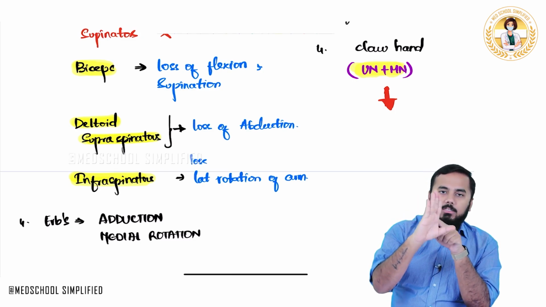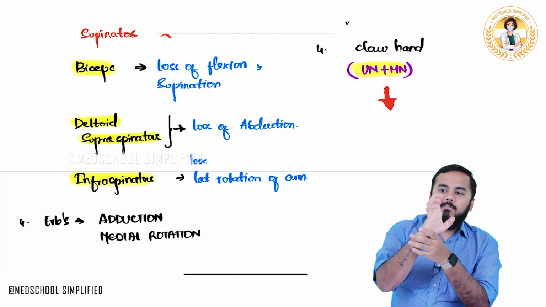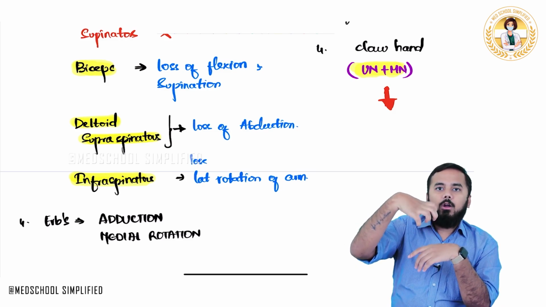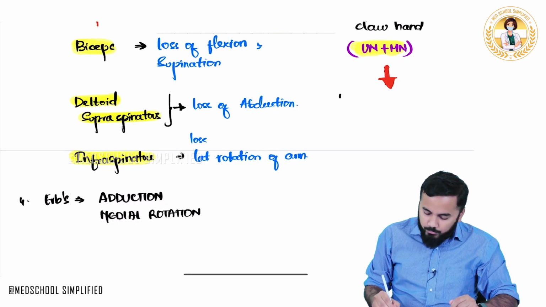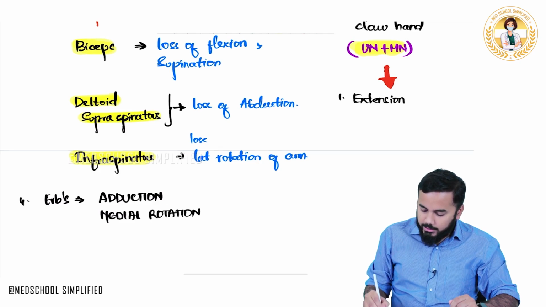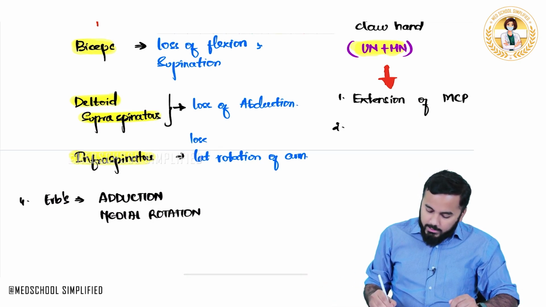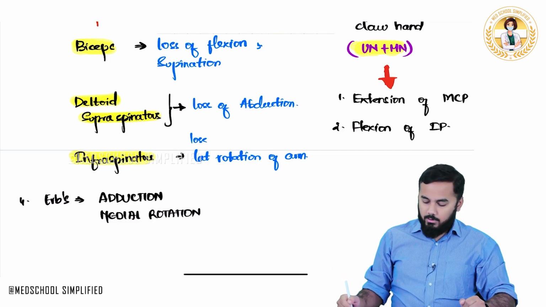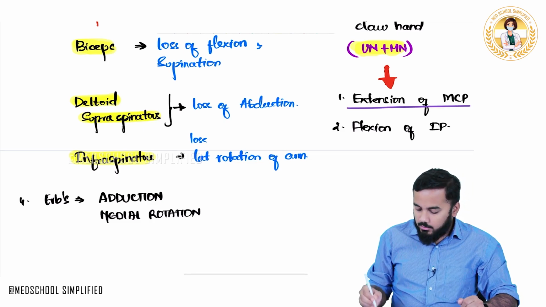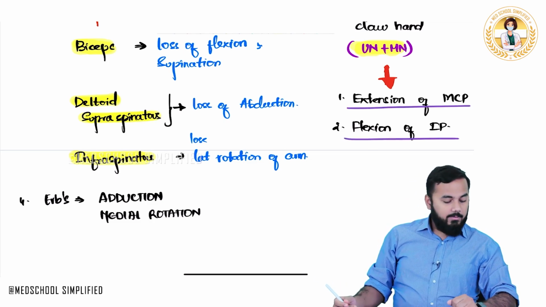So the patient is having extension of metacarpophalangeal joint and flexion of interphalangeal joints. Okay, so that's what makes a claw hand. So two things are happening in this patient. One is extension of metacarpophalangeal joint, MCP joint, and the second thing is flexion of interphalangeal joint. Okay, two important things.